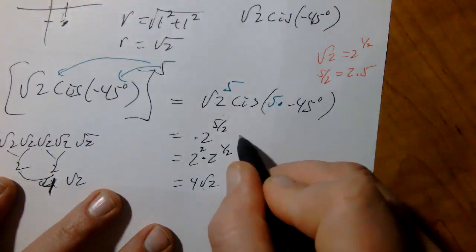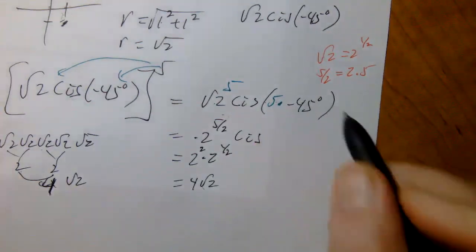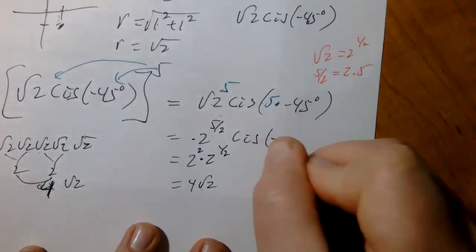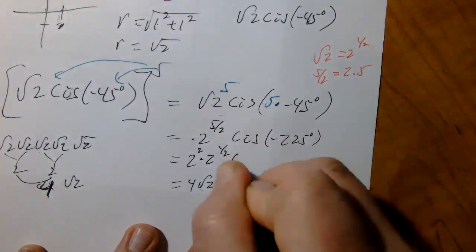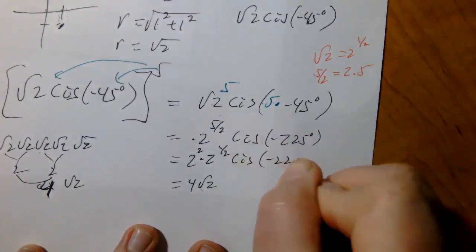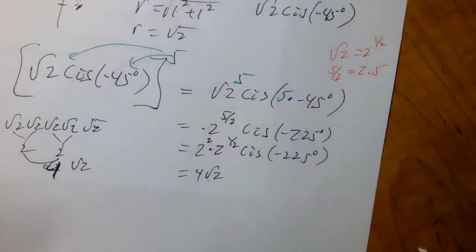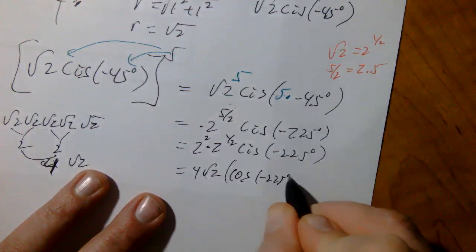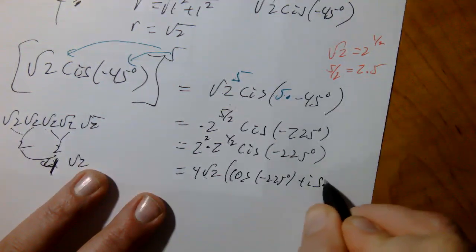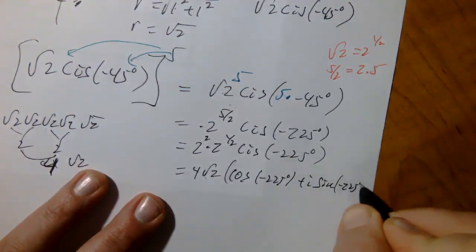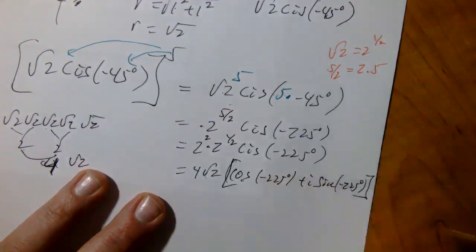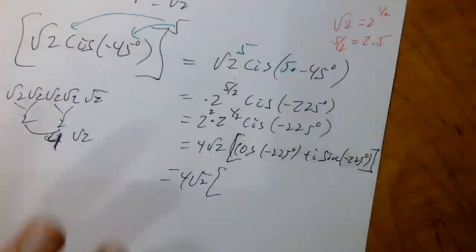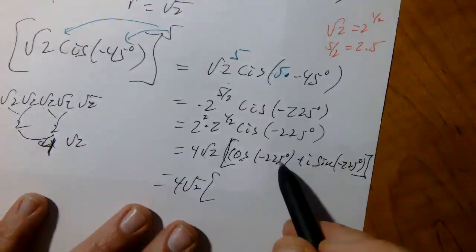But now this is going to be the angle part. I need 5 times negative 45, or you take the 5 times 45, so the negative 225. So what are we talking about? This is really cosine of negative 225 degrees plus the i sine of negative 225 degrees, right? Or in other words, now we can switch this back to rectangular. So I want cosine of negative 225.